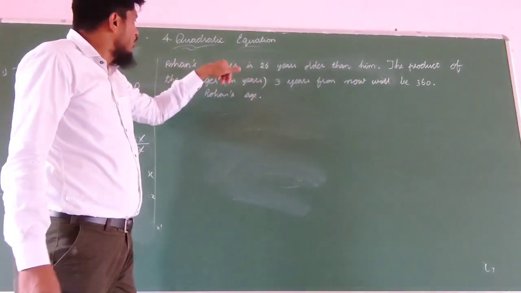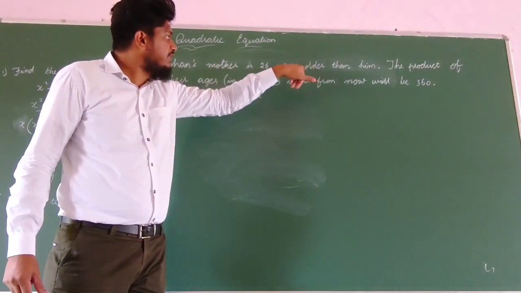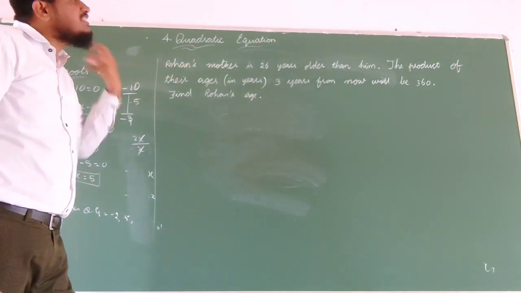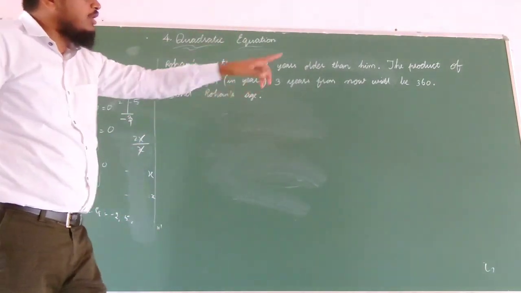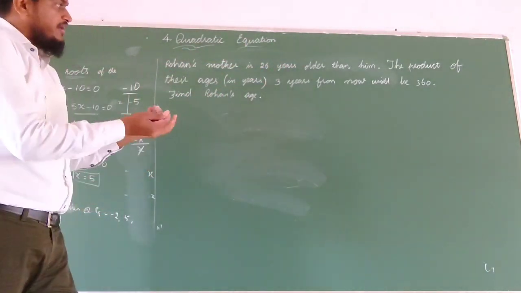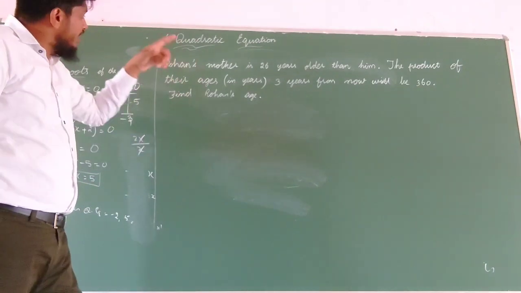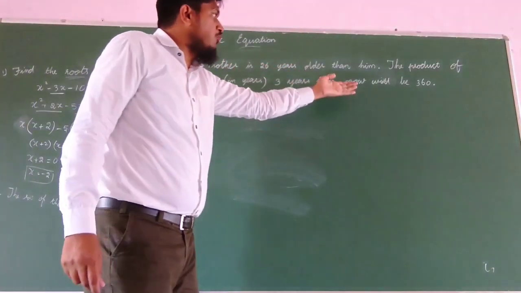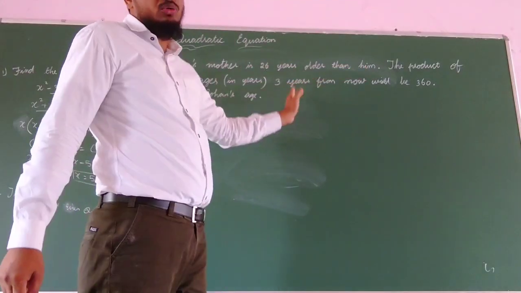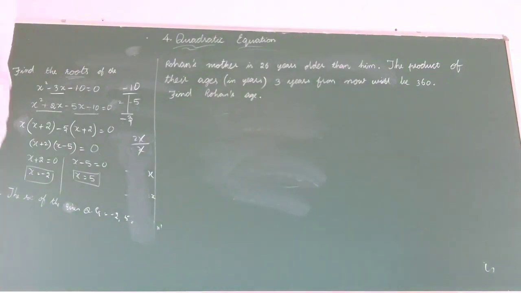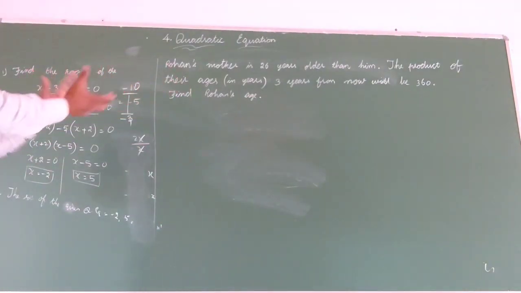Rohan's mother is 26 years older than him. Okay, so the first sentence is explaining about Rohan's mother's age. And come to the second one: the product of their ages. Actually, the second sentence is explaining about the product of the two. So who are the two? It will be Rohan as well as Rohan's mother. And then 3 years from now the product of those two will be 360. Find Rohan's age.